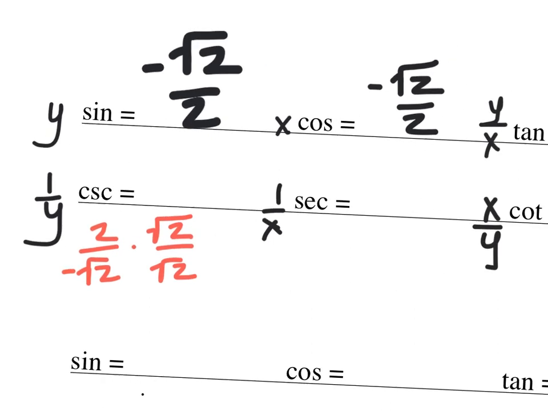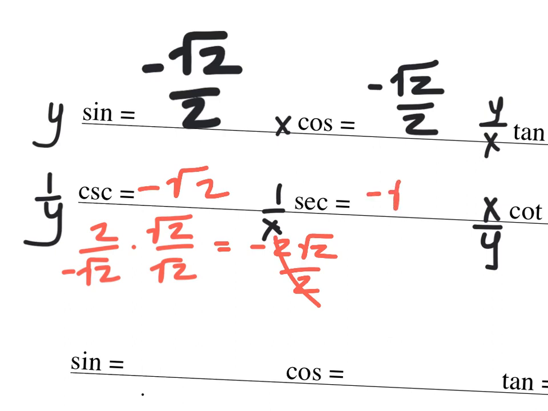Top and bottom by root 2, yeah? Yes. So this is negative 2 root 2 over 2. Cross out the 2. So this is negative root 2. Well, if my cosecant is negative root 2 and my cosine is the same as the sine was, what's my secant? Negative root 2. You guys can just do that. That's fine.